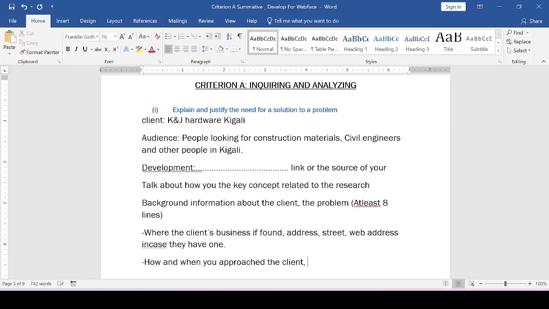Okay, so here evidence this with data in appendix, refer to appendix A1. So this one, you must have done an interview.